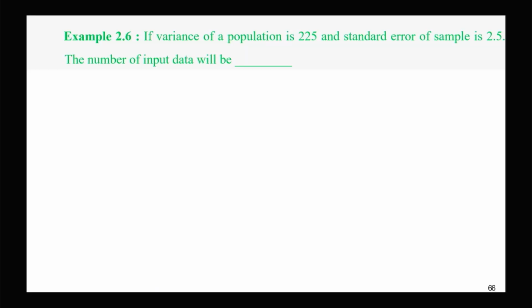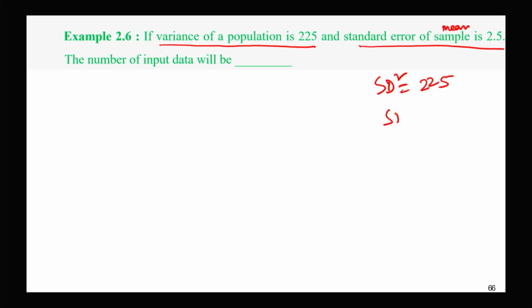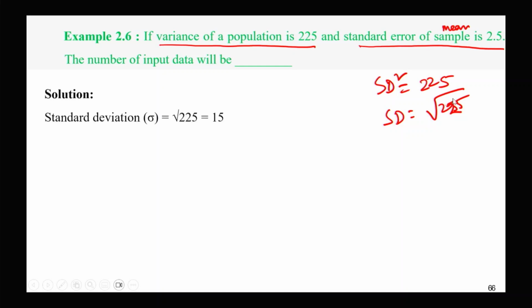So, similar problem here, variance of population is 225, standard error of the sample mean is 2.5, number of individuals. So, variance means standard deviation square, which is 225. So, standard deviation will be under root 225, which is 15. Standard deviation is known and standard error is known. Standard error is given 2.5.